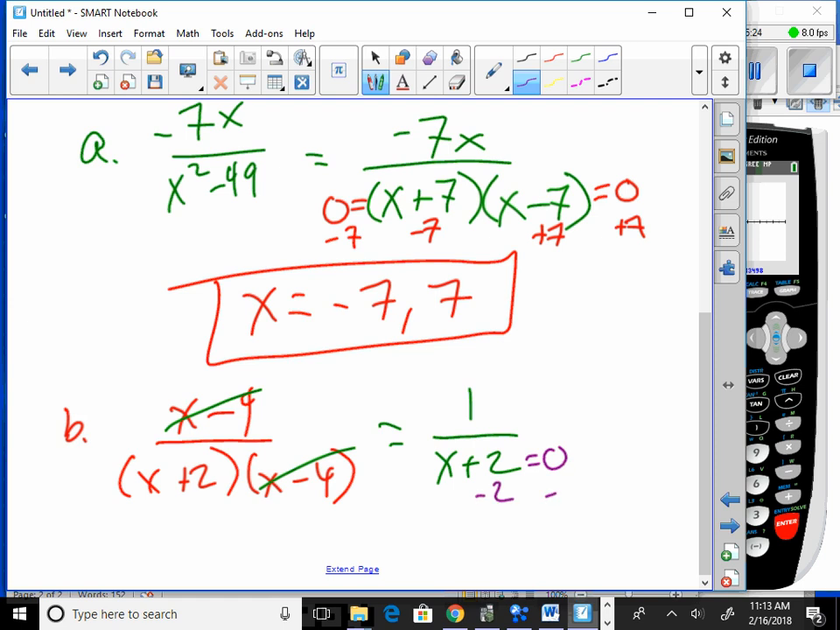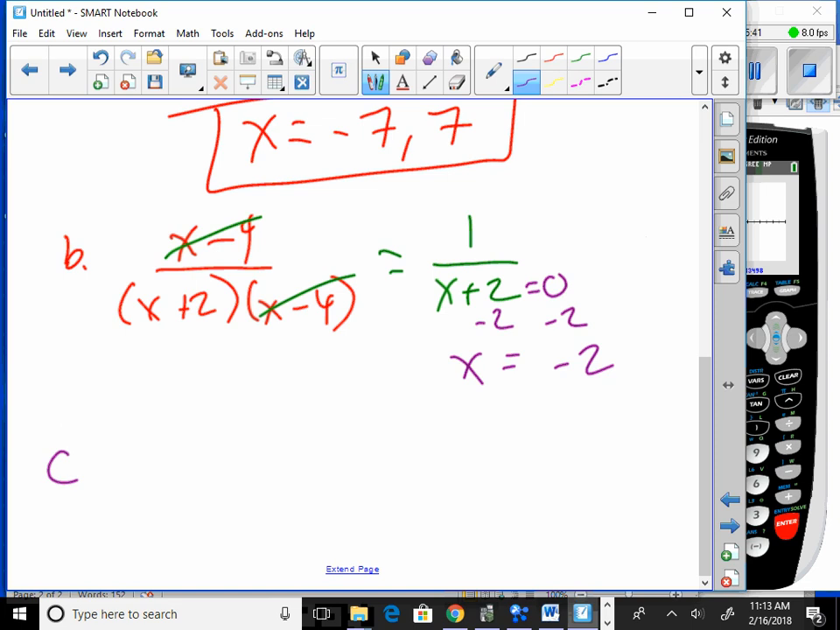-2 is correct. Now, if you didn't do that cancel step, you would have had a 4 also, but that 4 isn't a vertical asymptote. That 4, if you looked at the graph, would have just been a hole in the graph. Okay, so that's why you have to cancel before you set the denominator equal to 0.